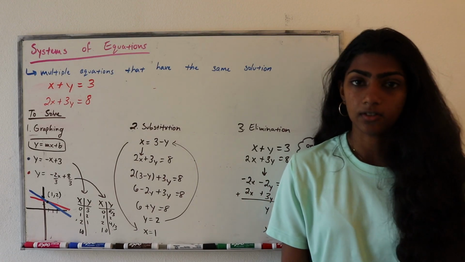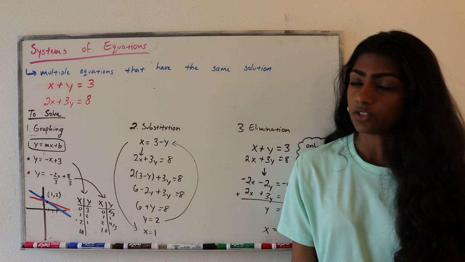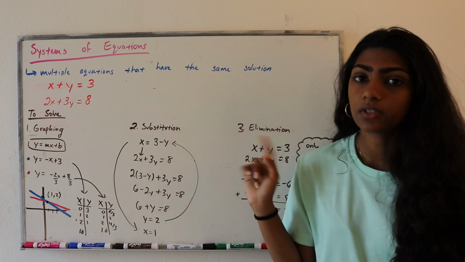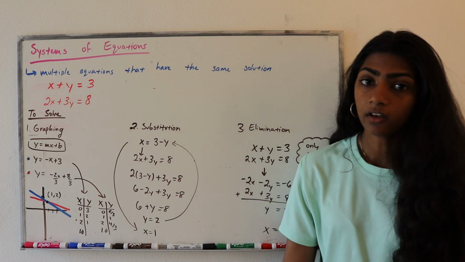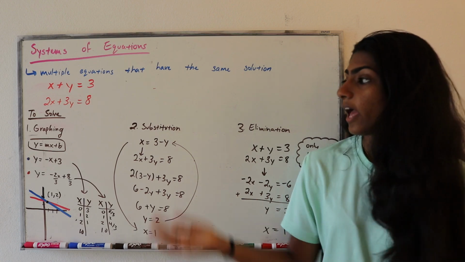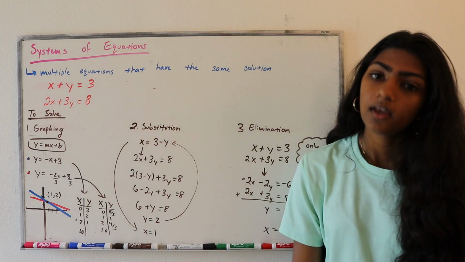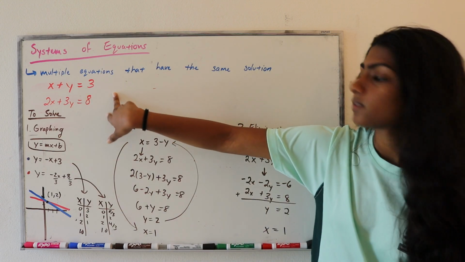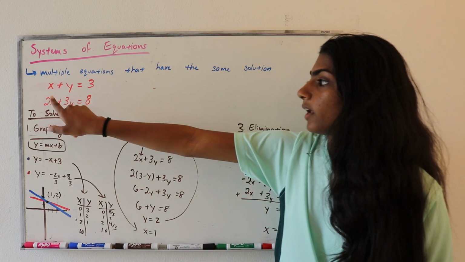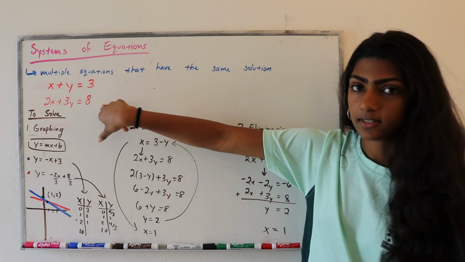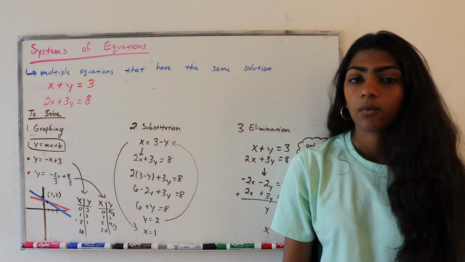So now let's move on to systems of equations. A system of equations is multiple equations that have the same solution. That means, if you have two variables in them, for example x and y, x will always equal one number and y will always equal another number in both equations. This right here is a system of equations. We have x plus y equals 3 and 2x plus 3y equals 8. Now we need to find what x is and then what y is.